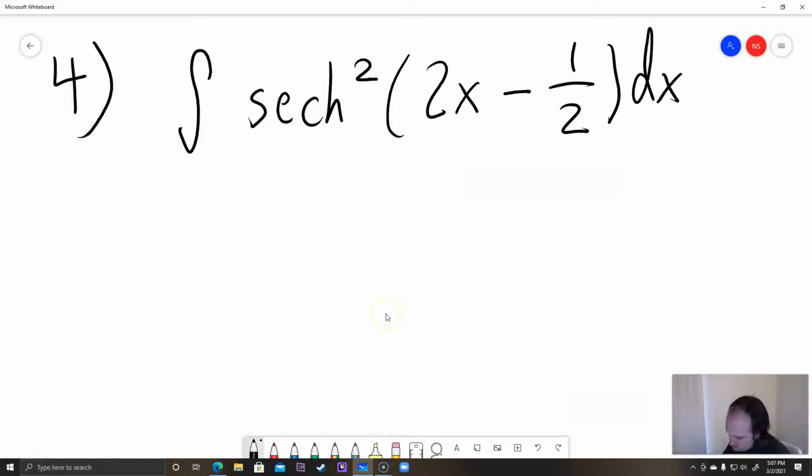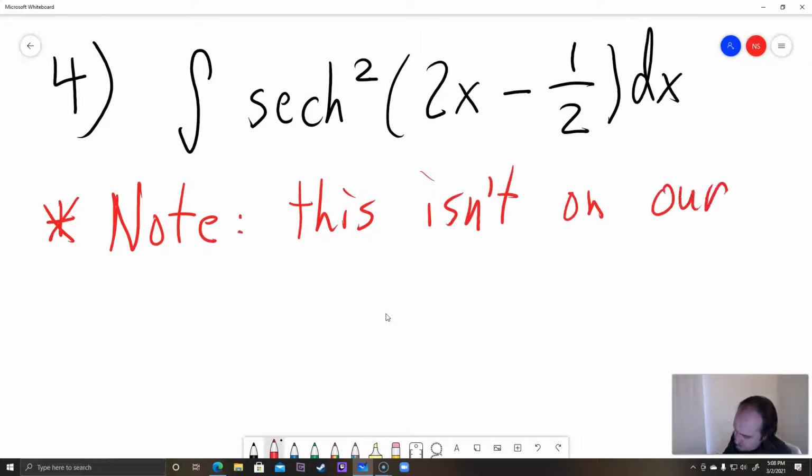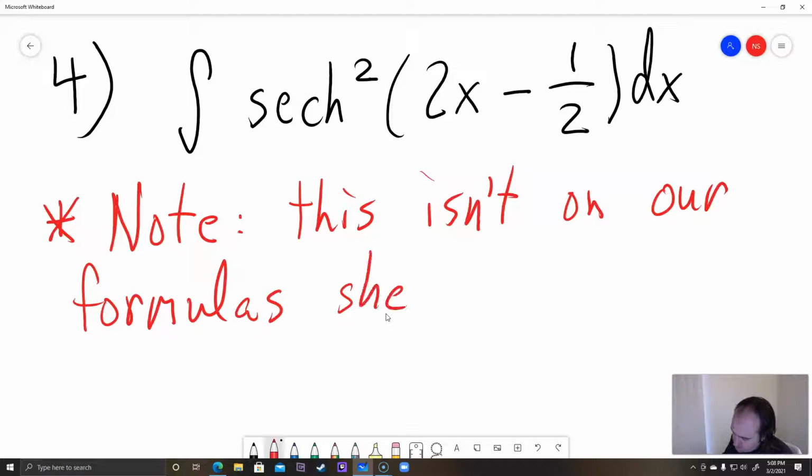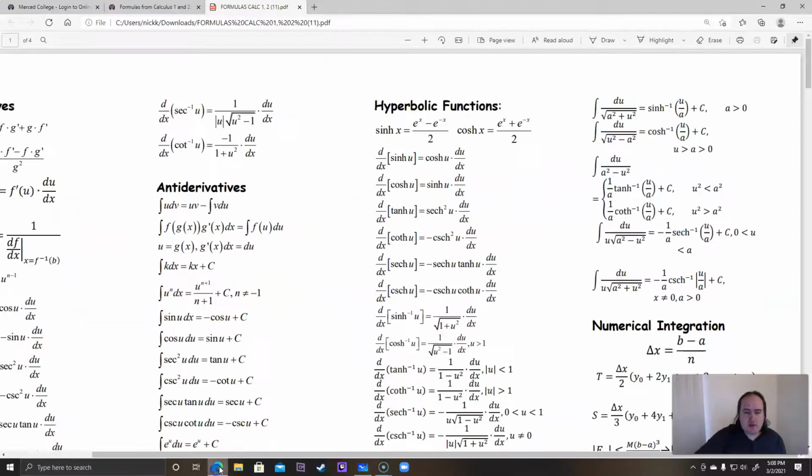Important note, this isn't on our formula sheet, at least not directly. However, we do know that integrals and derivatives are inverse operations. So in particular, if we're looking at these derivatives here, we can see that the derivative of tanh of u is sec squared of u times du dx.